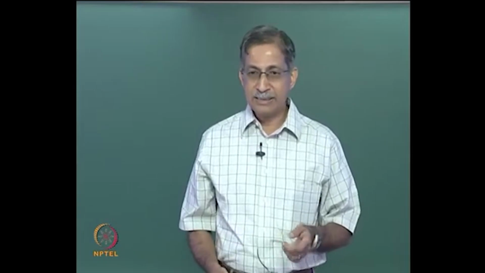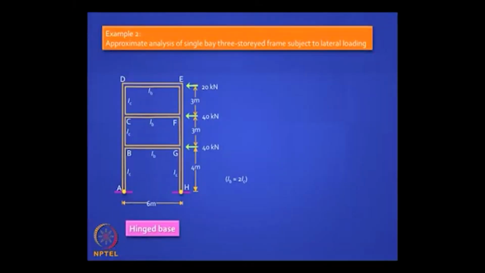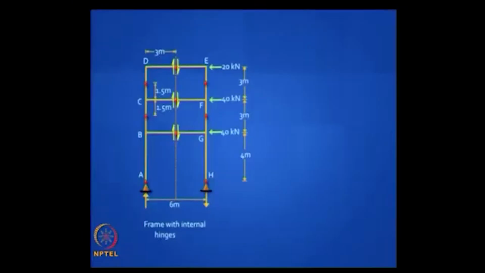Okay, now let us look at the second example. In the second example we assume the base to be hinged at A and H. Okay, so we should be showing hinges. So now do not go and put an internal hinge in the middle of the lower story, because that hinge is given at the bottom. Okay, hinge is given, so do not put another hinge, it will become unstable.